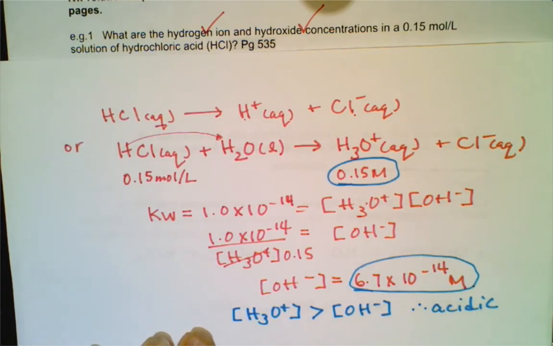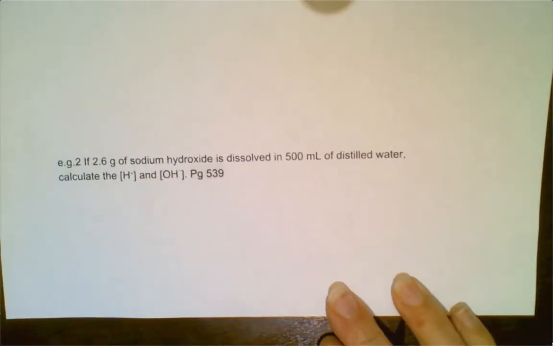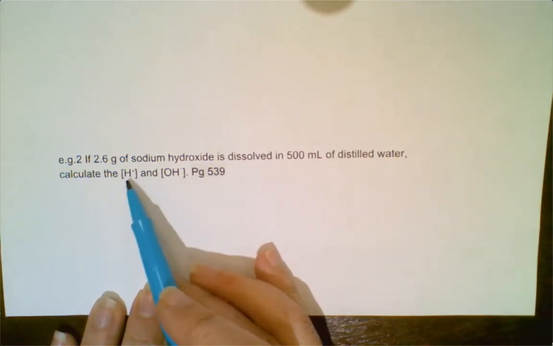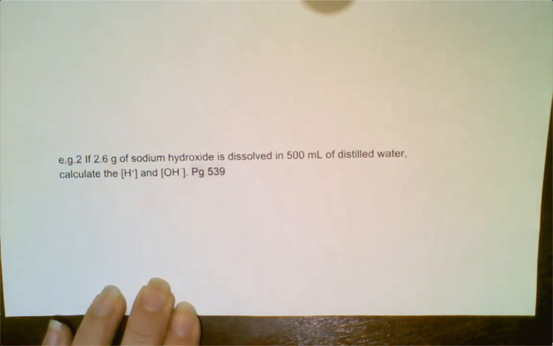Okay, let's take a look at the next question. The next question tells you that you have 2.6 grams of sodium hydroxide dissolved in 500 milliliters of distilled water. Calculate the hydrogen ion or hydronium ion concentration and the hydroxide ion concentration.